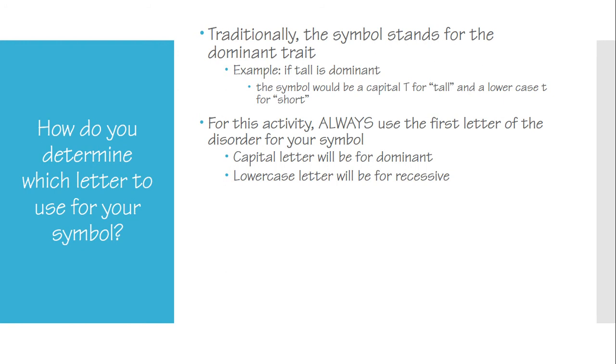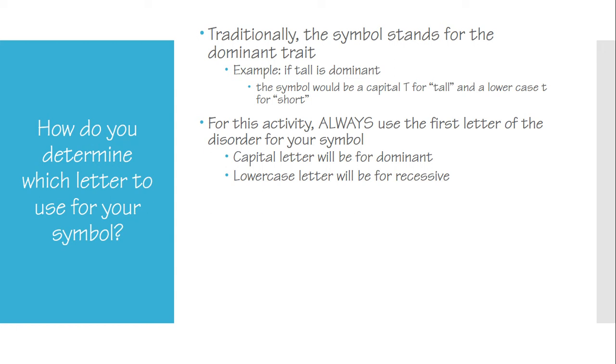So traditionally, when we were trying to determine which letter to use for our symbol, we see what's dominant and we use the symbol that denotes the dominant trait. So if we're looking at tall being dominant, the symbol is going to be a capital T for tall, and then we'd use a lowercase t for the recessive allele for short.